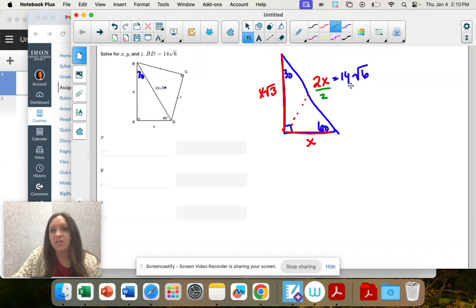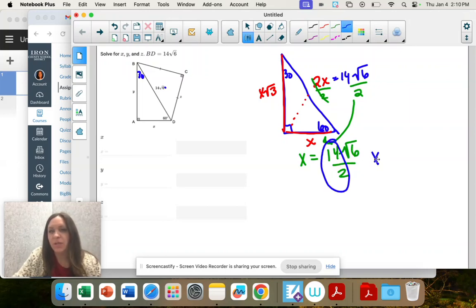So to solve for x, I'm going to divide both sides by 2. So down here, x equals 14 square root of 6 divided by 2. And we can reduce that 14 over 2 to 7 square root of 6. So x is 7 square root of 6.